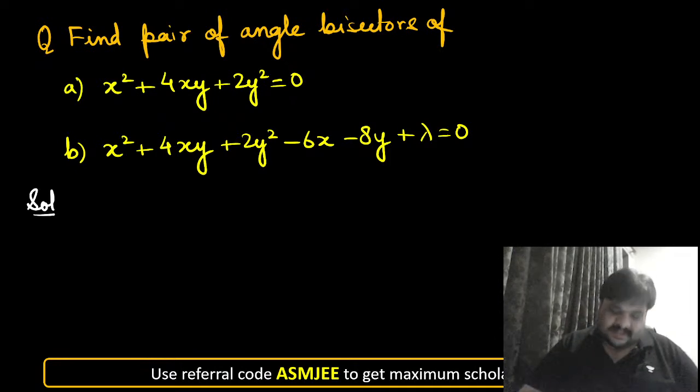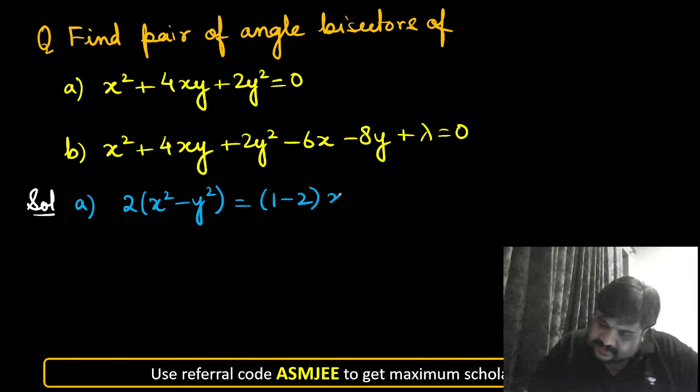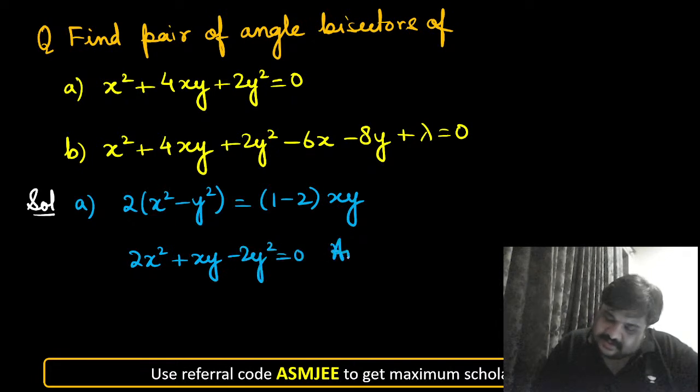The first one is very easy. There is a direct result. H, which is 2x square minus y square, is equal to a minus b xy, which is 2x square plus xy minus 2y square equal to 0. Answer. So the first one is of course very easy.